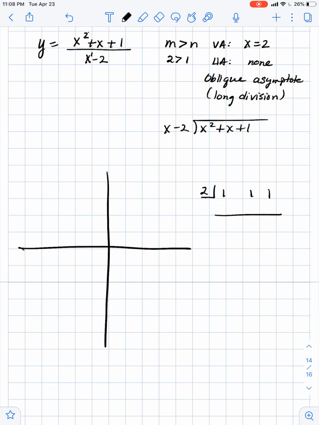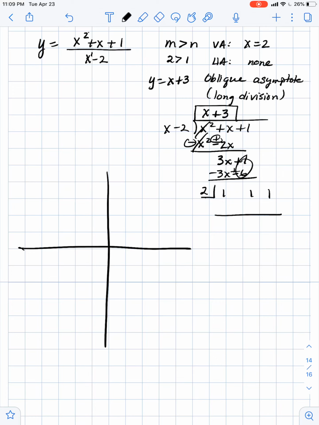So what am I multiplying x by to get x squared? That's x. So x squared minus 2x. Change your signs, okay? So those cancel, and I've got 3x, and bring down your next number. So what are you going to multiply x by to get 3x? That would be a 3. So that's 3x minus 6. Again, change your signs. I don't really care about the remainder over here. What I'm looking for, again, is that linear equation. And so my oblique asymptote would be y equals x plus 3.